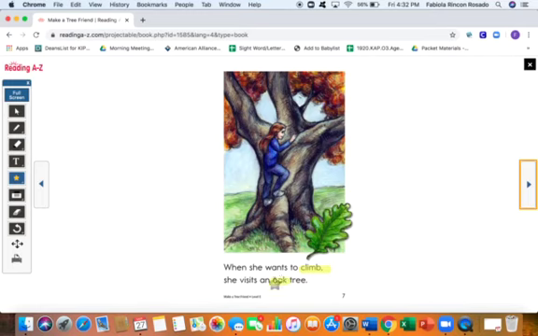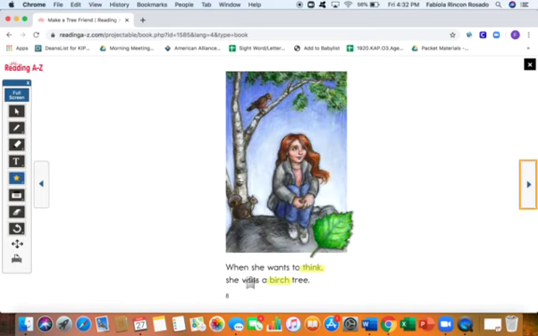Now, when two vowels go walking, the first one does the talking. So we know that here we have the O and the A, but we're only going to hear the O. She visits an oak tree. Good job. Let's continue on page 8.